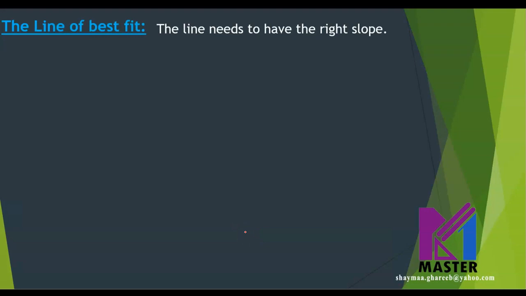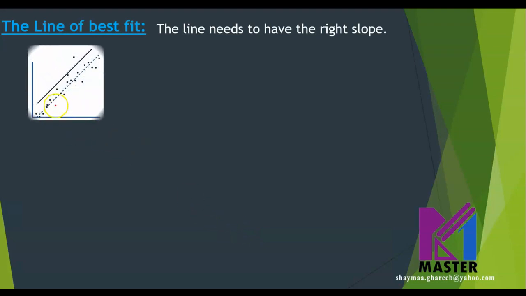And look at this case here. The direction of the line is the same as the direction of the points, but the only difference is that all the points are under the line. The line does not go through the points. So in this case, the line is going in the same direction as the points, but the line is higher than the points. So we say the slope here is too high.